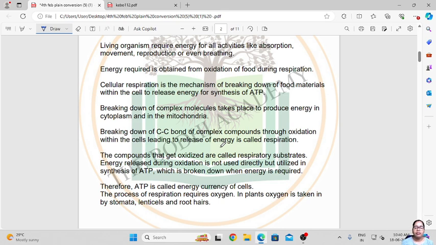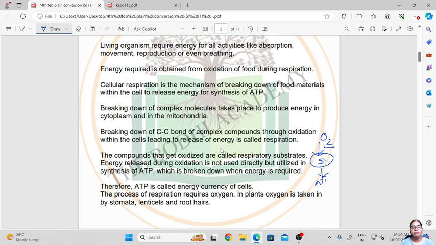The substrate is the compound which will get oxidized by the action of oxygen. The energy released during this process is not used directly but utilized in the synthesis of ATP, which is then further broken down to give the energy which is required. So this substrate will be acted upon by oxygen, and then this substrate will be oxidized and it will form ATP, and further this ATP will break down to form energy which will be utilized by our body.